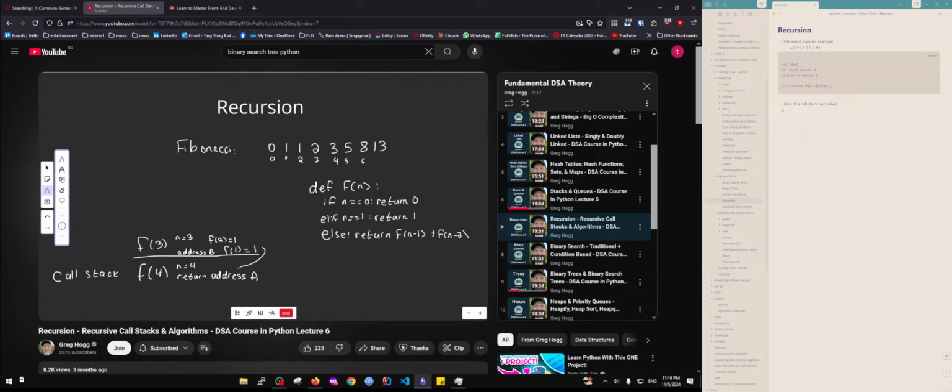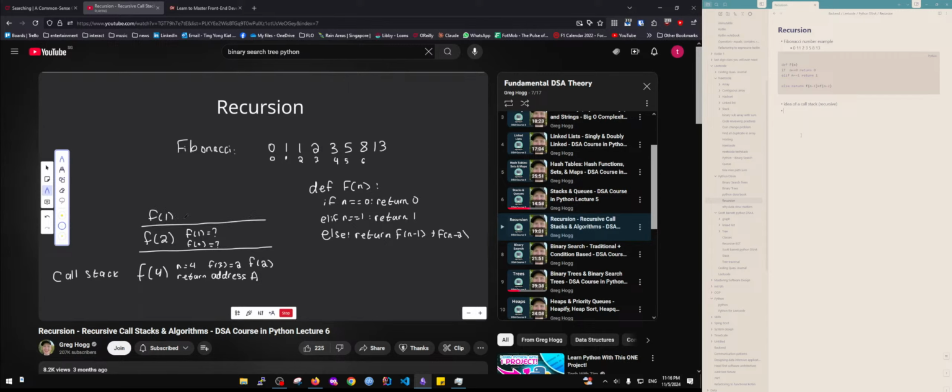We return this information back to where we called it. So f at 4 knows that its value of f at 3 is a value of 2, but f at 4 also needs to know the value of f at 2, and so we kind of build this call stack back up here. F at 2 is not a base case, and so it needs to know the value of f at 1, which is currently a question mark, and f at 0, which is currently a question mark, and so we could draw that for f at 1 here.